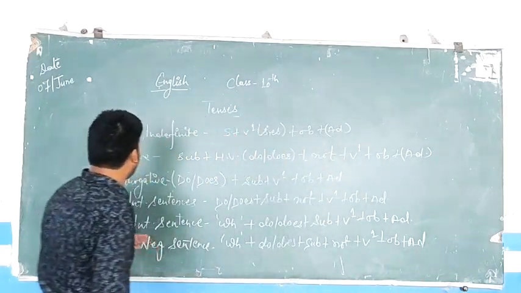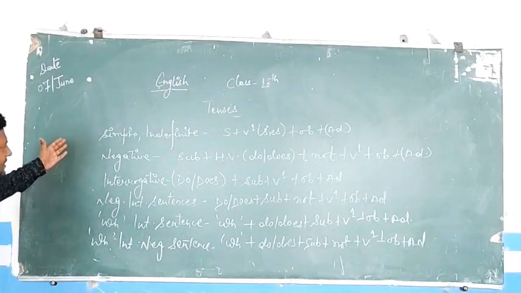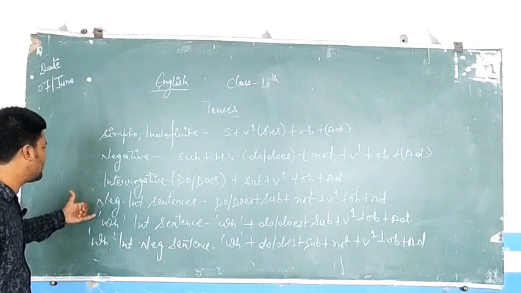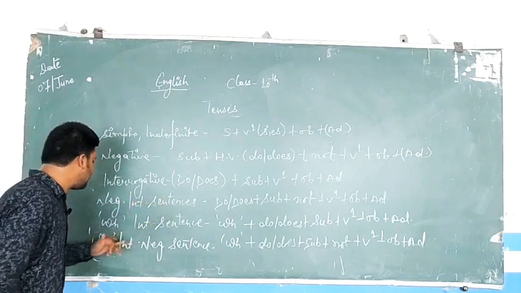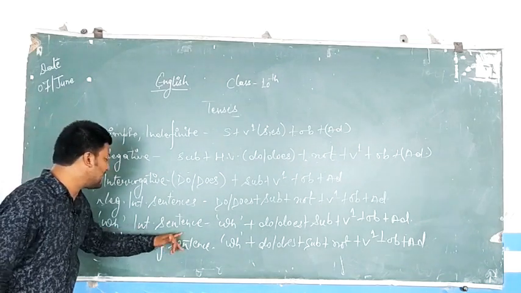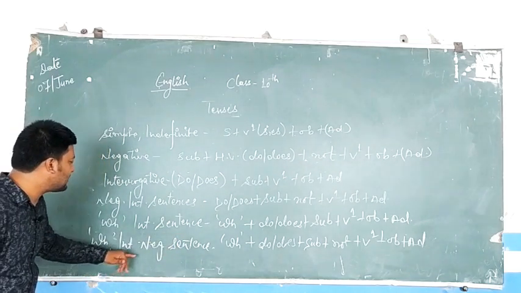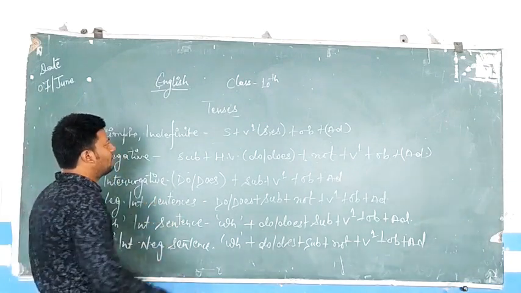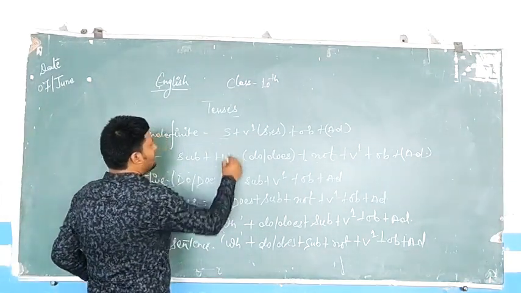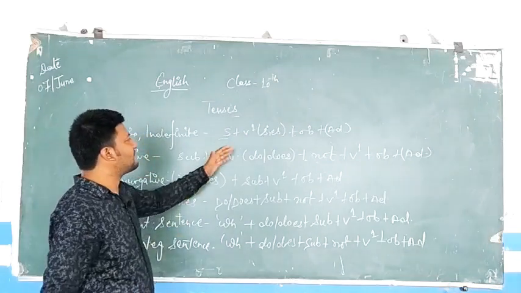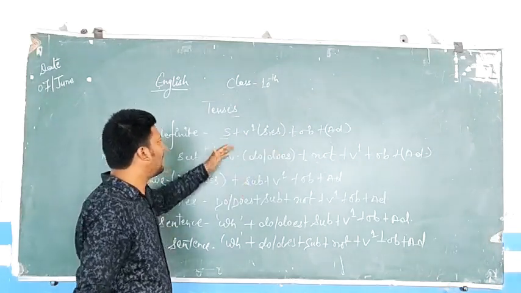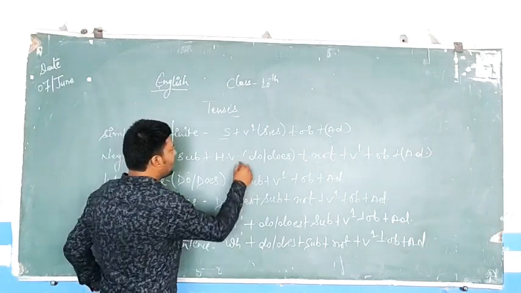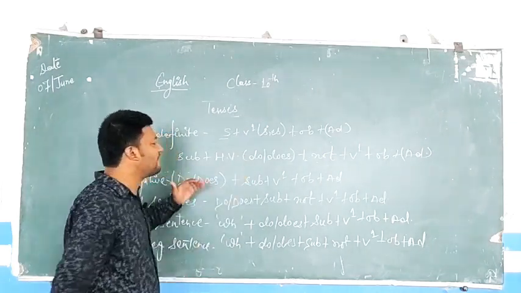So you see, every part of the sentence has these 6 kinds of sentences: simple or indefinite, negative, interrogative, negative interrogative, WH word interrogative, and WH word interrogative negative sentence. Formulas are very simple. Subject plus verb first form S or ES plus object. I have already described it to you. Now here you see helping verb. What are helping verbs?